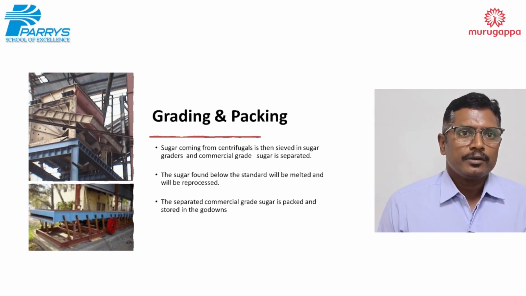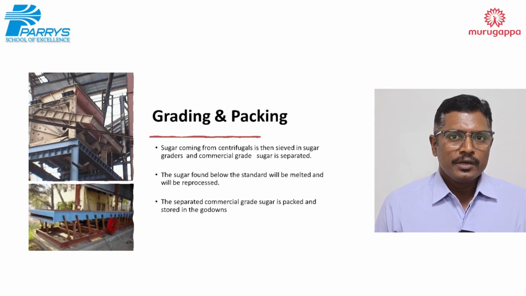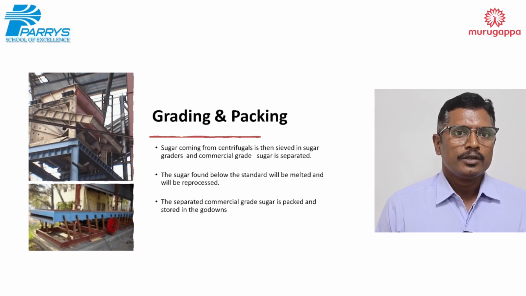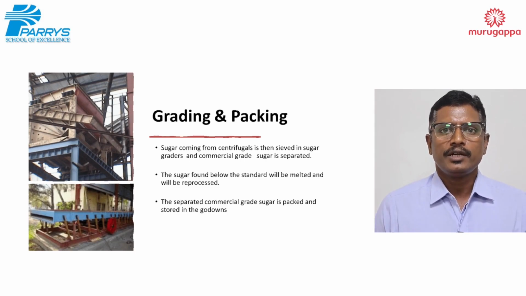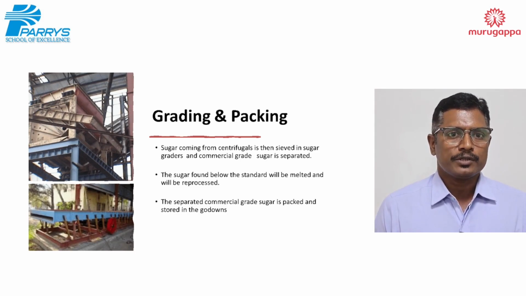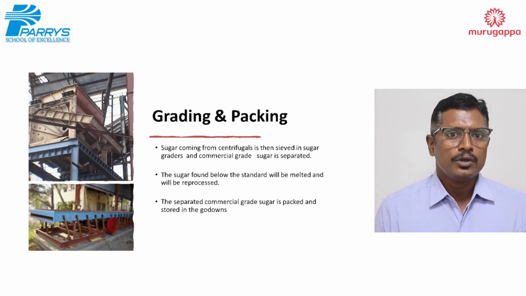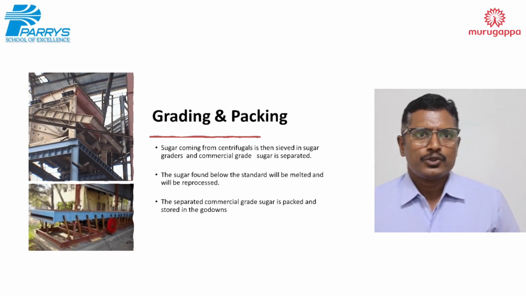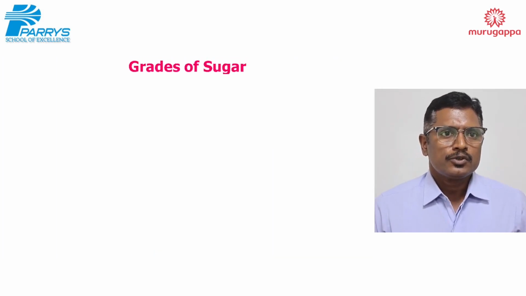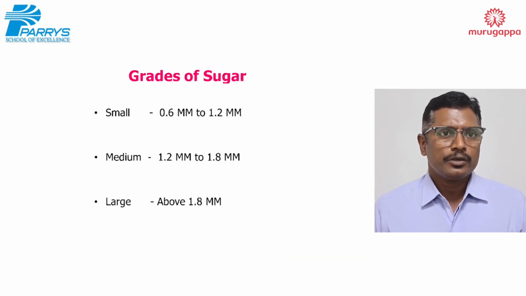Grading and packing. Sugar coming from centrifugals is sieved in sugar graders and commercial grade sugar is separated. The sugar found below the standard will be melted and reprocessed. The separated commercial sugar will be packed and stored in warehouse. These are the grades of sugar: small, medium, large. Small 0.6 mm to 1.2 mm, medium 1.2 mm to 1.8 mm, large above 1.8 mm.